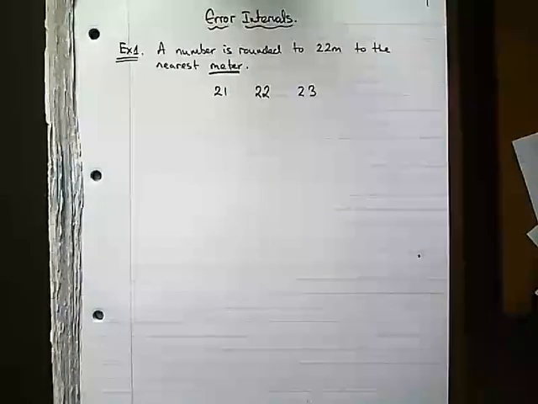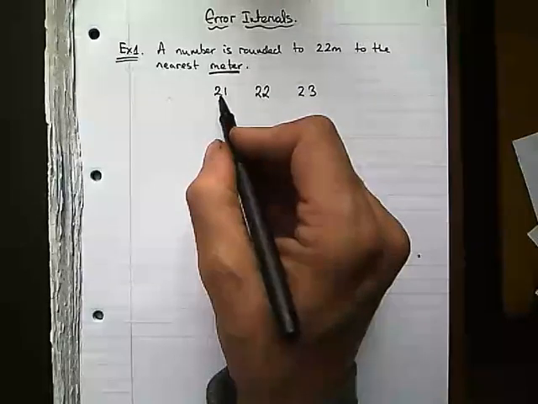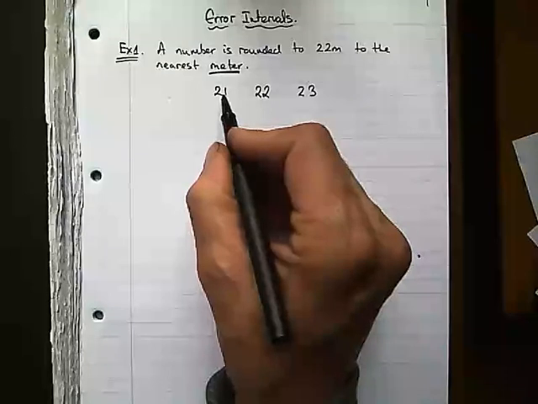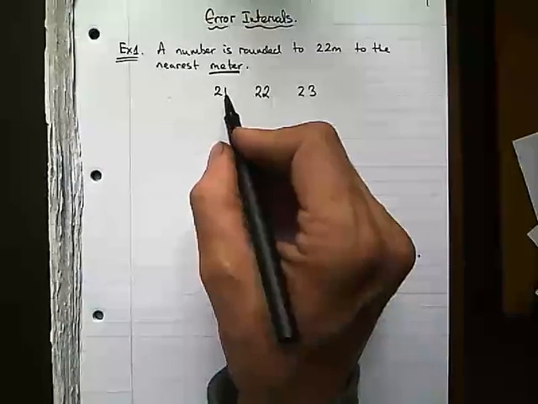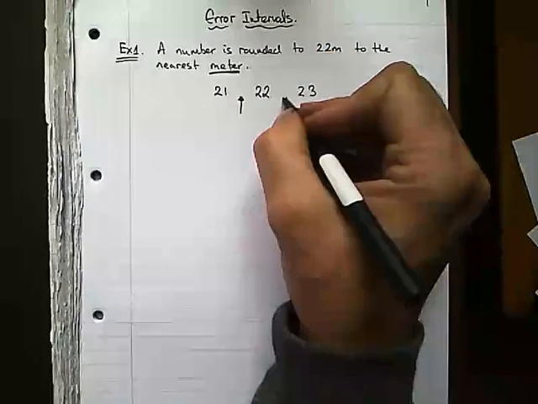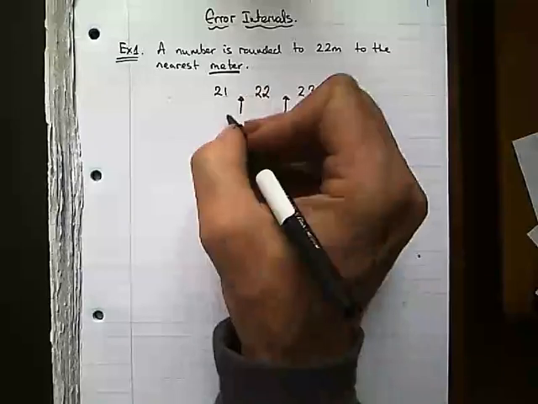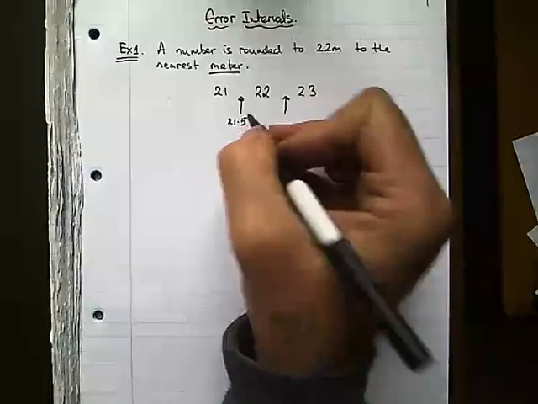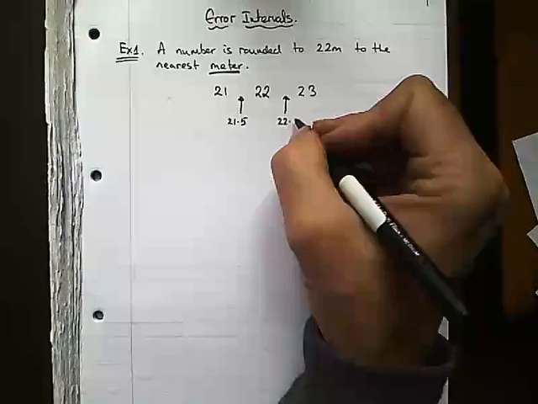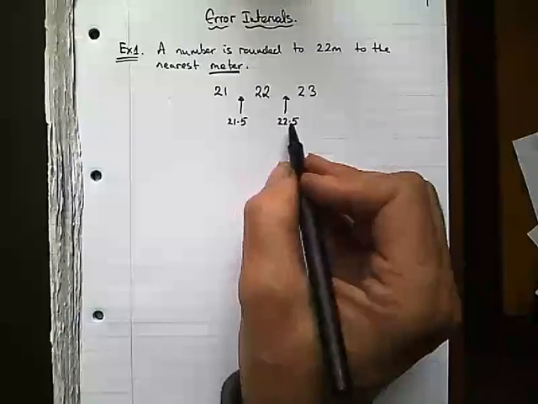And these aren't our bounds. I didn't have a number from 21 to 23 that rounded to 22, because if it was 21 then it would be 21 anyway. But what I do is I take the middle point of these numbers with 22. So the middle point of 21 and 22 is 21.5. The middle point of 22 and 23 is 22.5. And these are now my bounds for my interval.